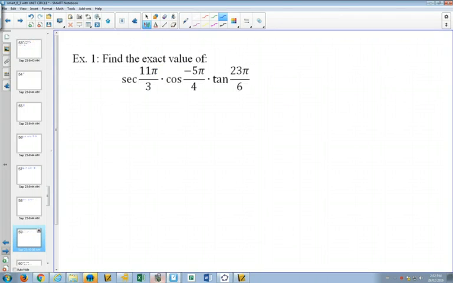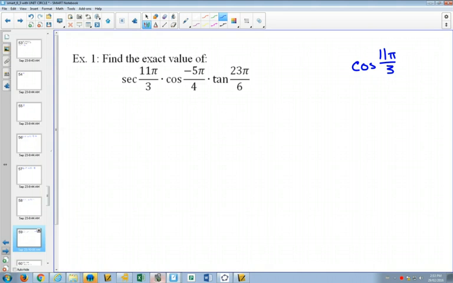So on the exam, you often get questions in an expression like this. Find the exact value of secant 11 pi over 3 times cos of -5 pi over 4 times tan of 23 pi over 6. Two of these we could do directly, cos and tan. For the secant, off to the side here, I'm going to figure out what cos of 11 pi over 3 is.